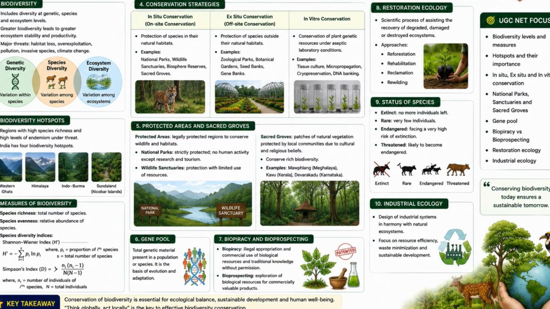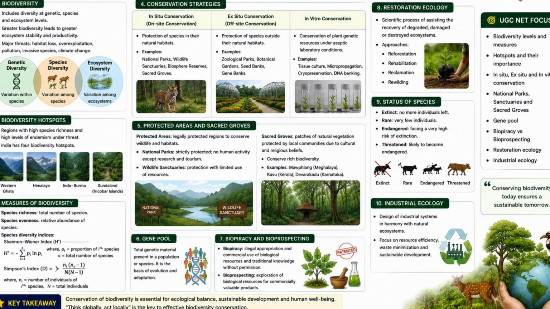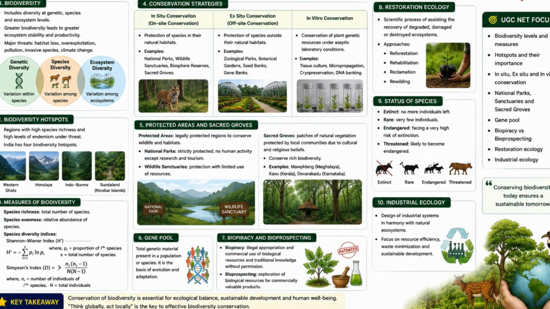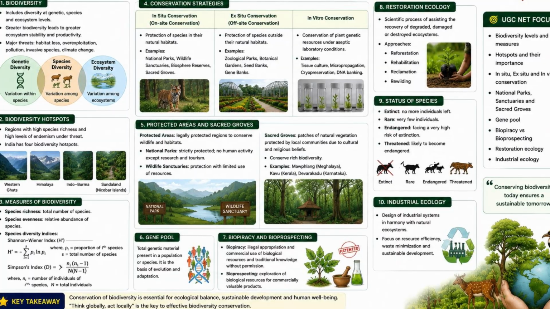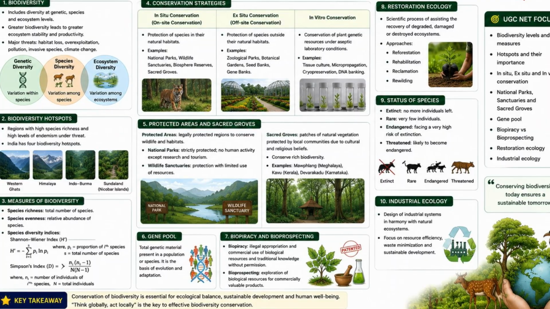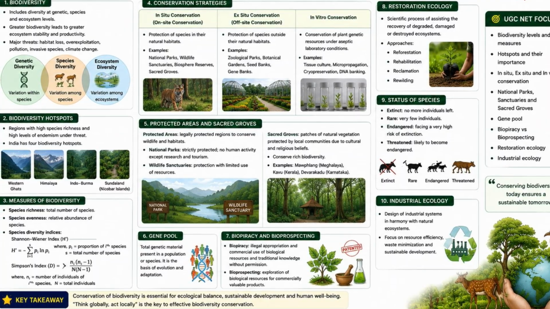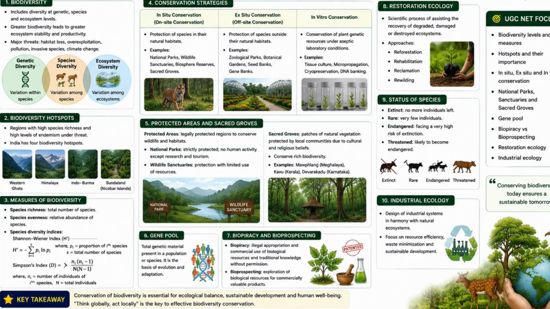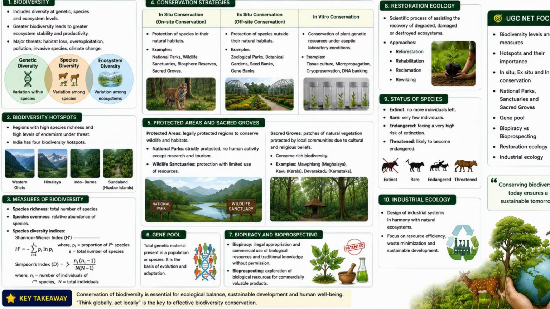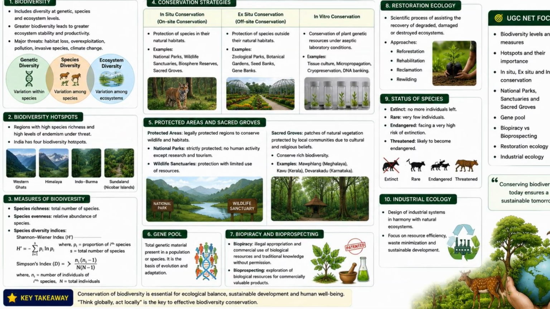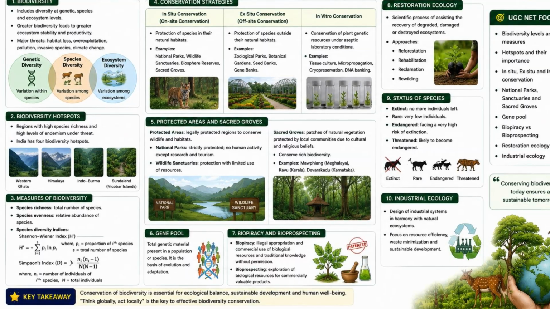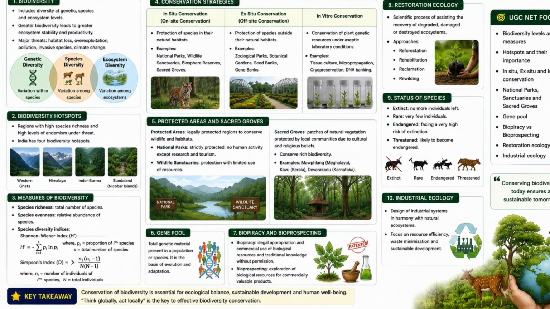From the UGC NET examination perspective, special emphasis should be given to biodiversity hotspots, the 4 hotspots of India, Shannon-Wiener Index, in situ and ex situ conservation, sacred groves, gene pool, biopiracy, bioprospecting, restoration ecology, and categories of threatened species. Therefore, biodiversity conservation is essential for maintaining ecological balance, ensuring sustainable development, and safeguarding the biological heritage of future generations.